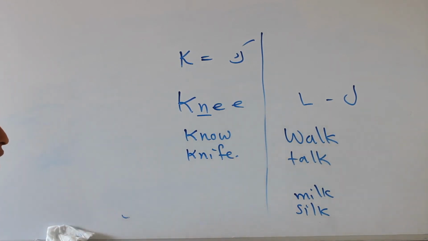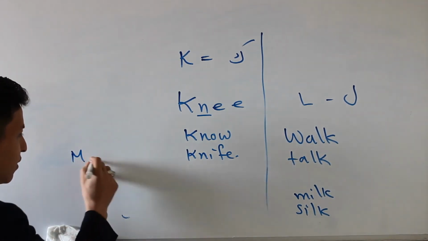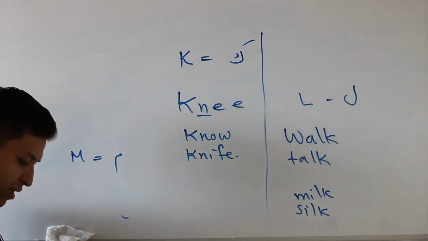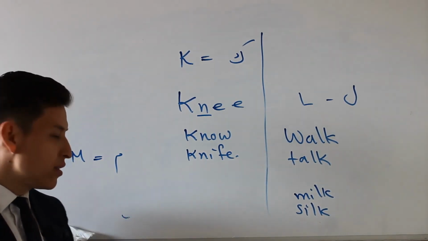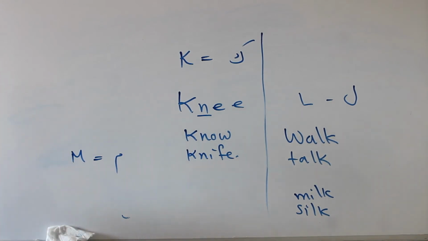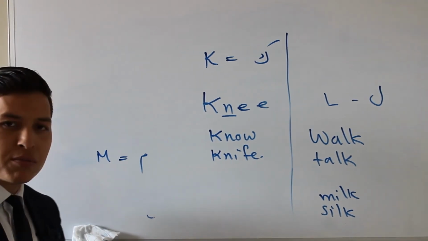After letter L is letter M. The letter M has the sound M. It gives the sound M. So letter M is not silent anywhere. M is always pronounced.